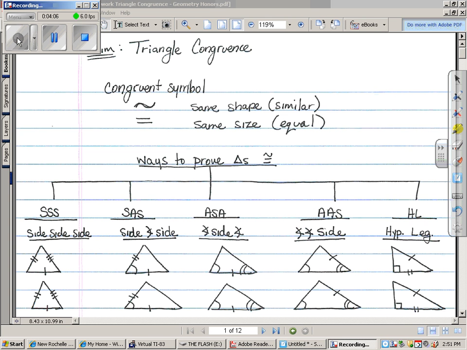So this is a packet to be completed. As soon as we finish the packet, then we can have our tests. And by no means would I ever make this homework over the weekend. I know, don't worry. We're going to do it one at a time.